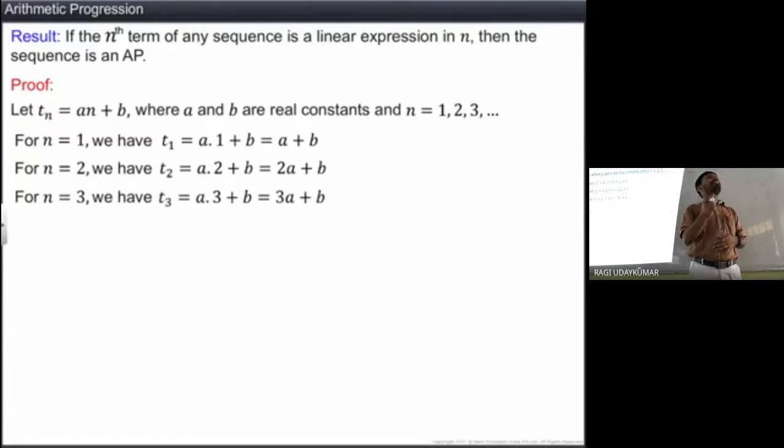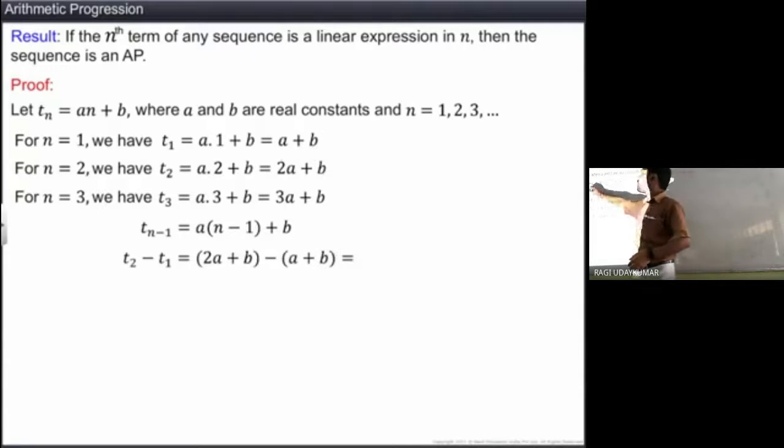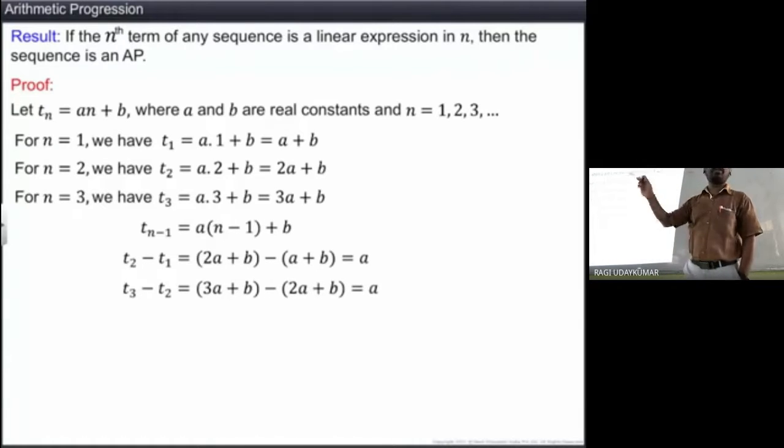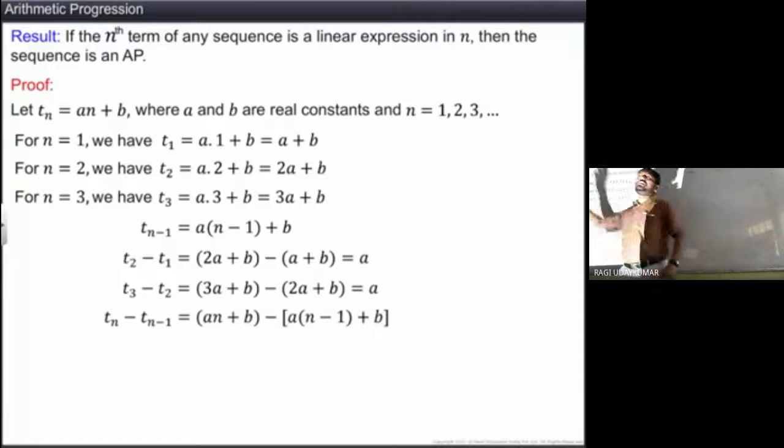So the first term in this situation is a plus b. The second term is 2a plus b. Like that, for the n minus 1th term, n minus 1 only should be substituted, because the given expression is tn equals an plus b.